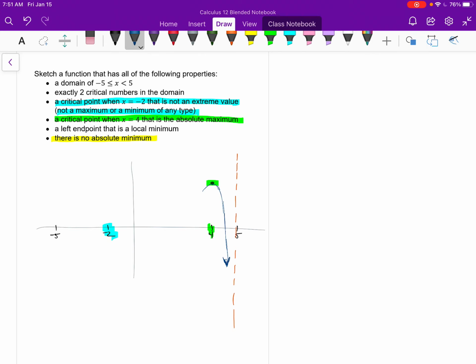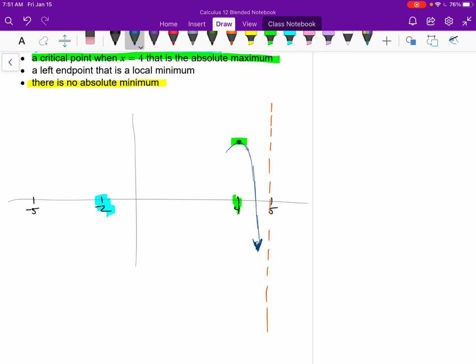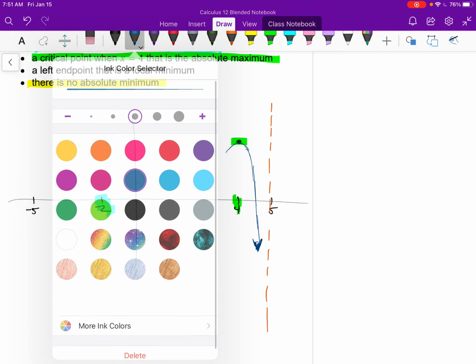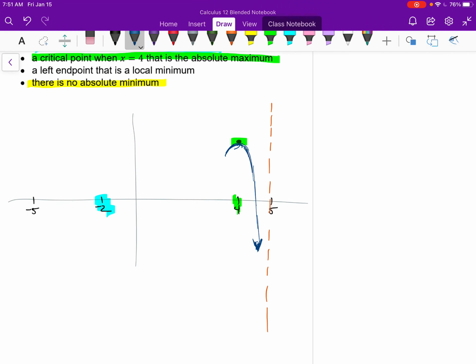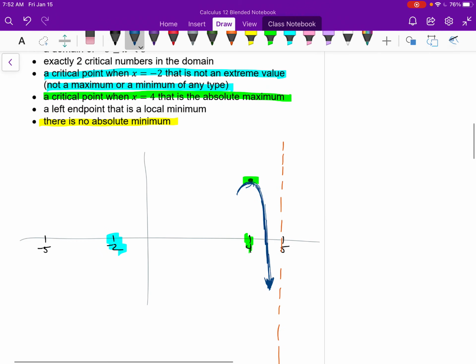So notice, this function is going down forever. In fact, I'll make my marker a little darker. But because there's a vertical asymptote there, the domain will never reach 5. It never reaches a minimum because it just keeps going down forever. So I have no absolute minimum. And I have an absolute maximum when x is 4.